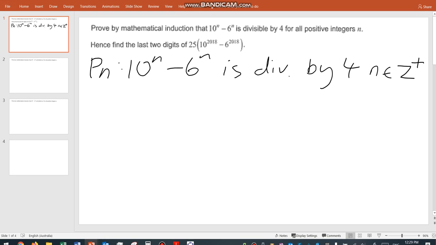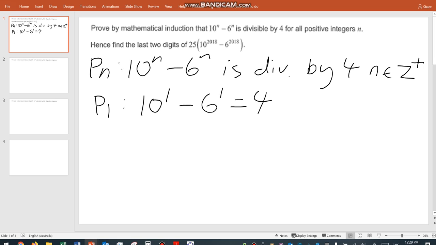We've defined our proposition. The next thing we need to do is check, is this true for one value of n? We're just going to choose n equals 1 because that's going to be the easiest number to work with here. So I'm going to look at our proposition when n equals 1 and check to see whether this is in fact true. So we'll have 10 to the power of 1 minus 6 to the power of 1. That's just going to be 4. Which we can see straight away, 4 is divisible by 4.